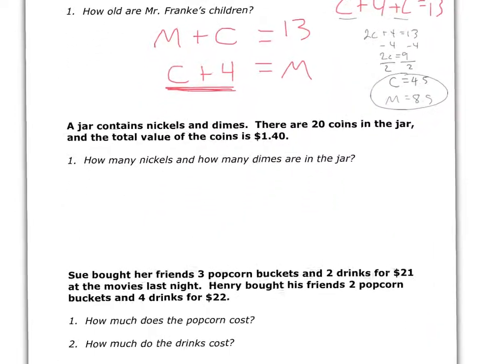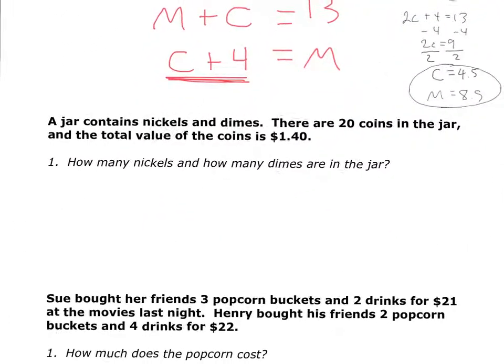All right, last one, and then we'll be done. Okay, it says a jar contains nickels and dimes. There are 20 coins in the jar. Okay, so that tells you enough to write your first equation. So we have nickels and dimes, and if you add up how many nickels and dimes you have, that would give you 20 coins. Okay, so there's our first equation.